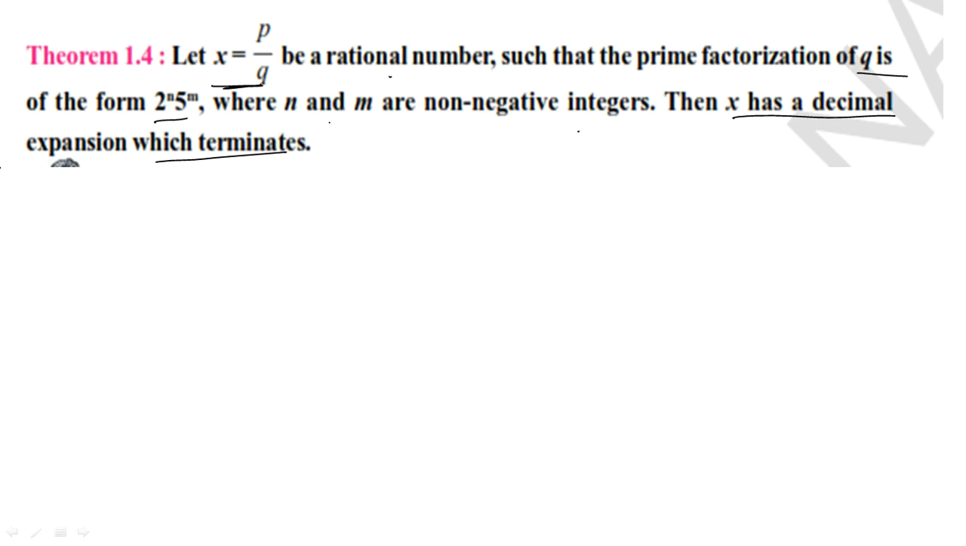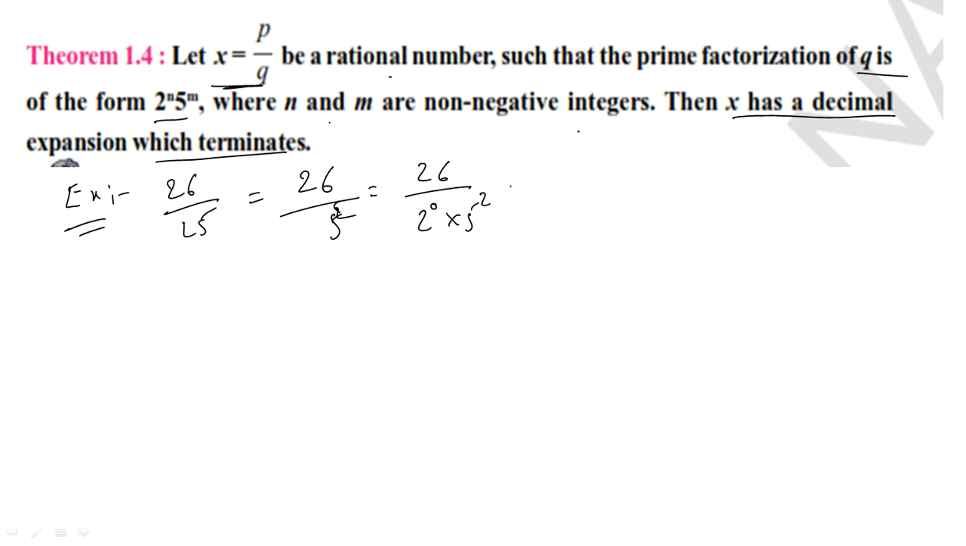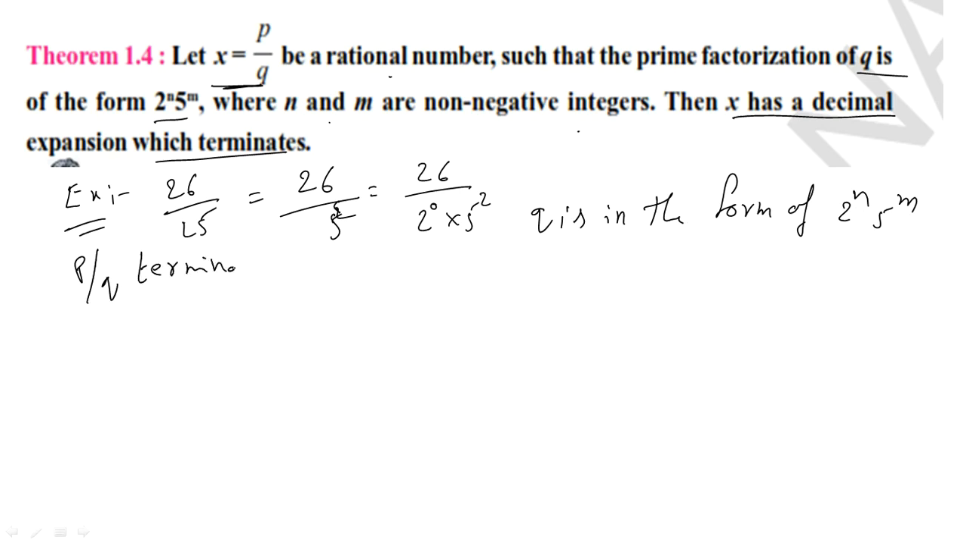Okay, let's take an example and I'll clearly explain you. Example: 26 by 25, which can be written as 26 by 5 square. Okay, so 26 by 2 power 0 into 5 square. Now Q is in the form of 2 power n into 5 power m. Is it clear? Yes. Now let's check whether P by Q terminates or not. How am I going to check?